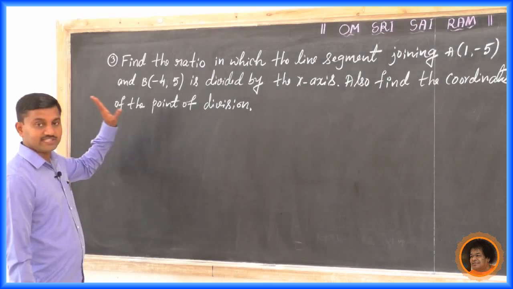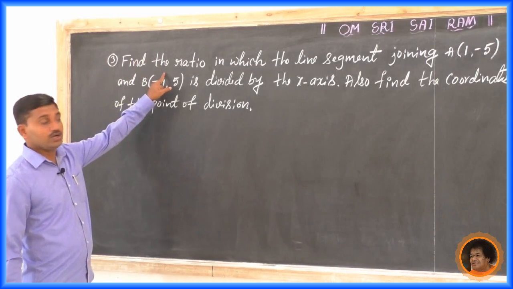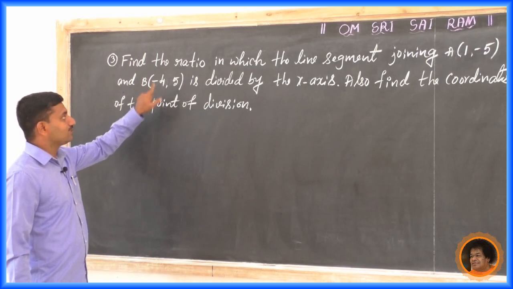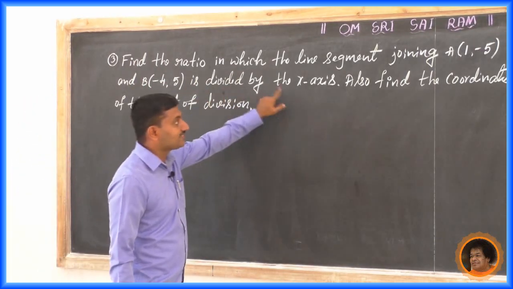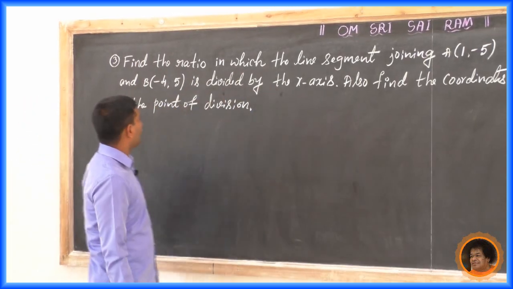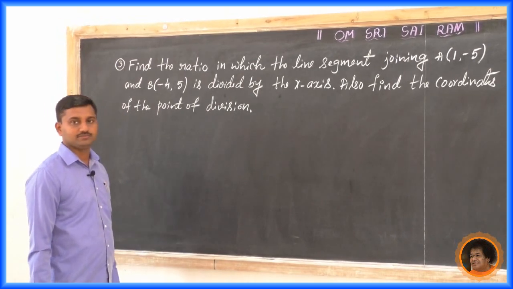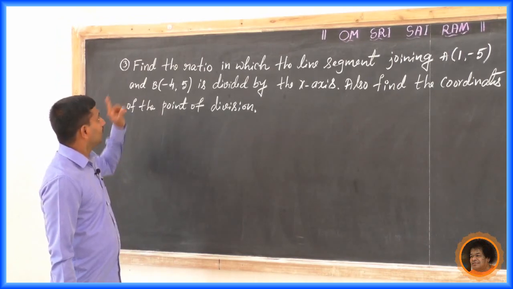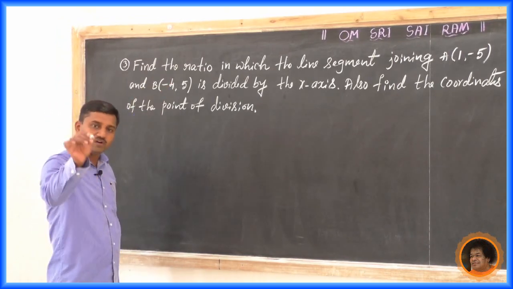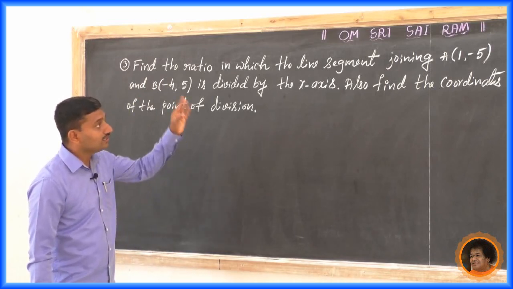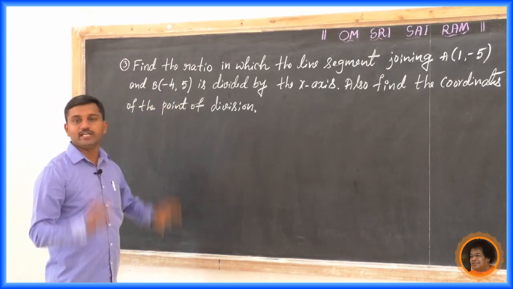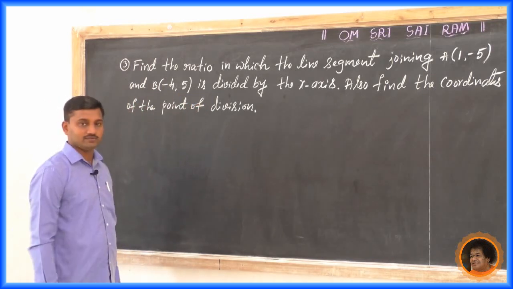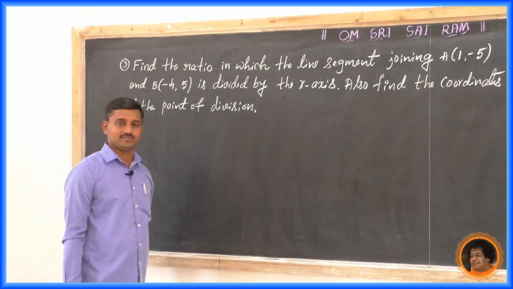Next we pass on to the next example. Find the ratio in which the line segment joining 1 comma minus 5 and minus 4 comma 5 is divided by the x-axis. Also find the coordinates of the point of division. Understand the question clearly. Find the ratio means find m is to n. Find the ratio in which the line segment joining the two given coordinate points, 1 minus 5 and minus 4 5, is divided by the x-axis.